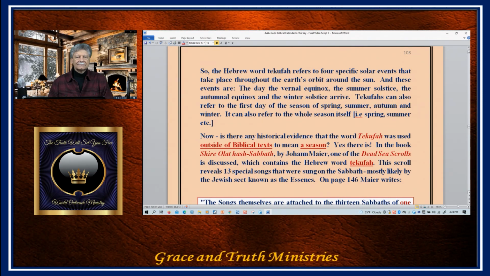Now, is there any historical evidence that the word tikva was used outside of biblical texts to mean a season? Well, yes, there is.